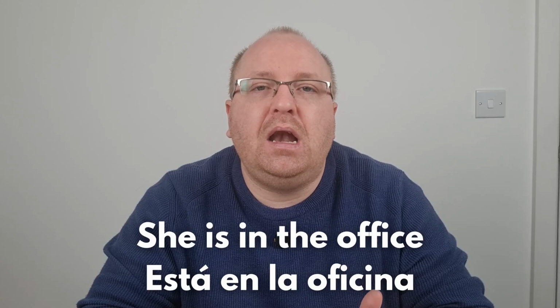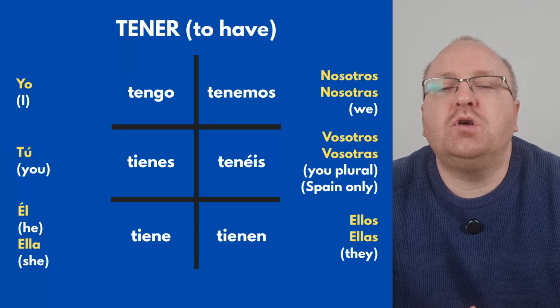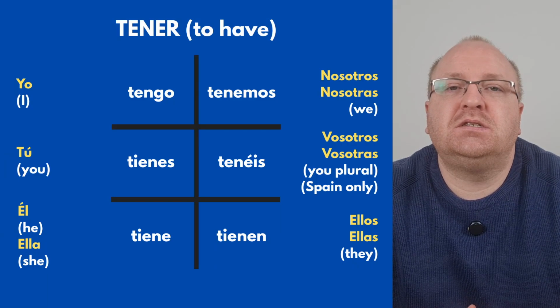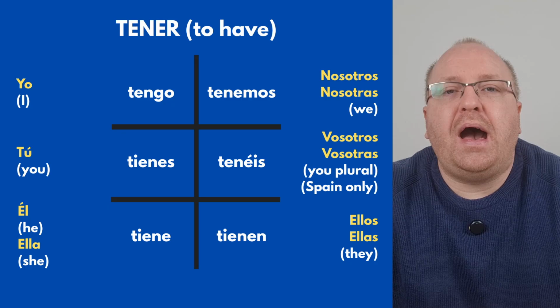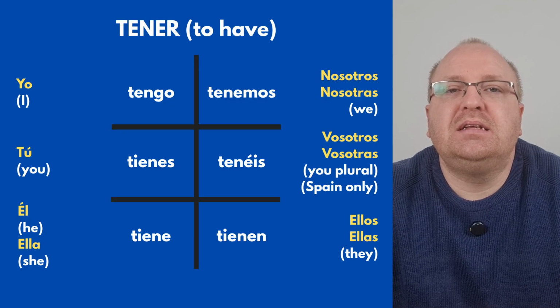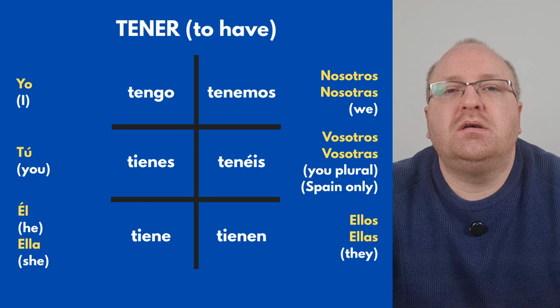Okay, so the next verb that we're going to look at is the verb tener, which means to have. So the conjugated forms of tener look like this. I have, tengo. You have, tienes. He has or she has, tiene.